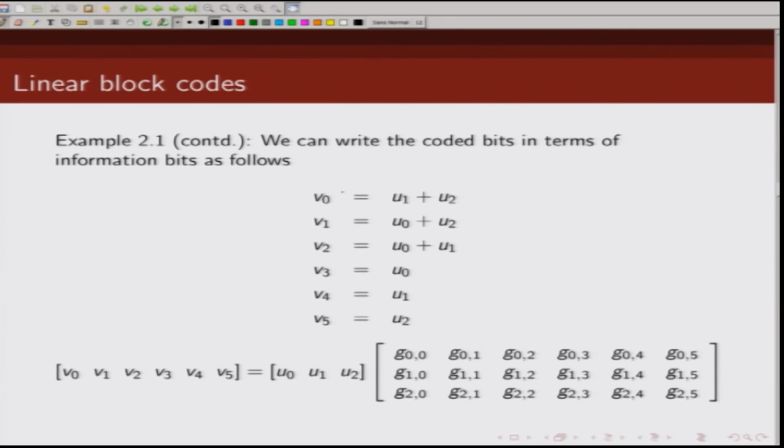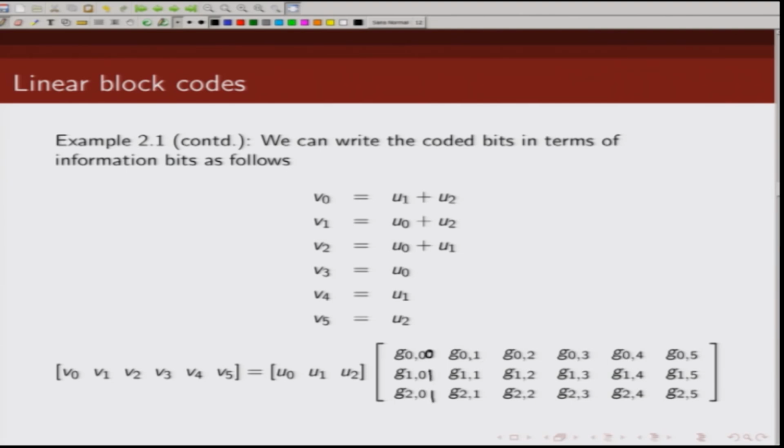So, if we compare each equation, let us look at V0. What is V0? V0 is U0 G00 plus U1 G10 plus U2 G20. And what do we see here? V0 is U1 plus U2. So, that means G00 is 0 because there is no U0 term here, G10 is 1 because there is a U1 term here and G20 is 1 because there is a U2 term here. So, this will be 0, 1, 1.